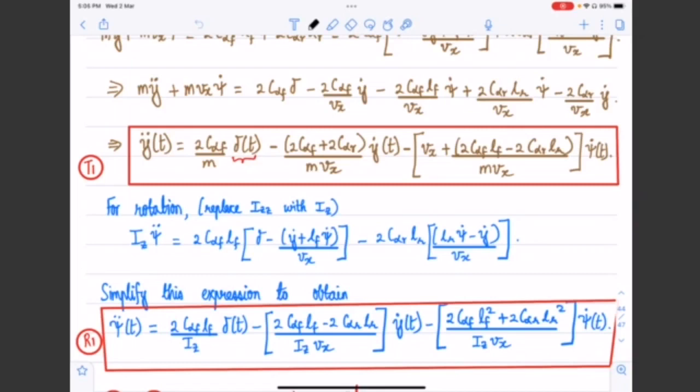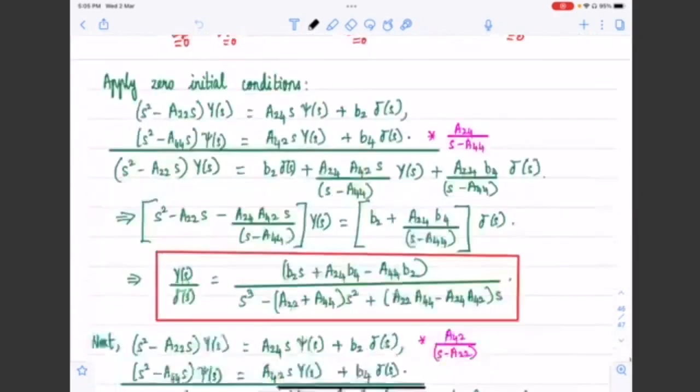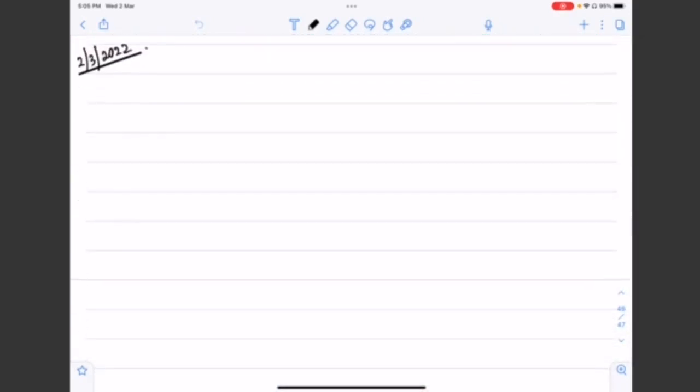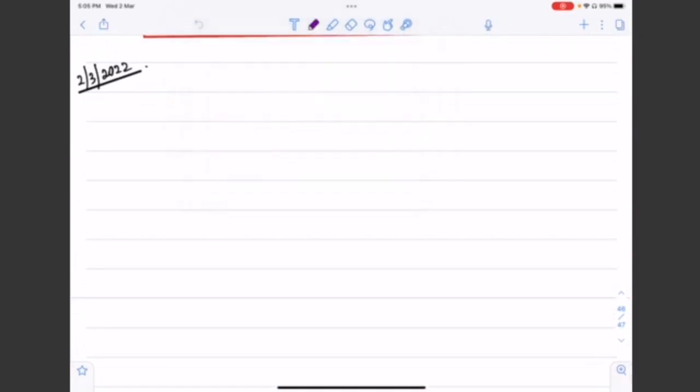Then I gave a homework where I asked you to express this in the state space form, and also get the transfer function relating y and delta and psi and delta. So that's where we are. The equations T1 and R1 put together constitute what is called the linear dynamic bicycle model. In today's class, let us analyze this further by representing the linear dynamic bicycle model in terms of the side slip angle beta and the yaw rate R. Let us start that analysis.